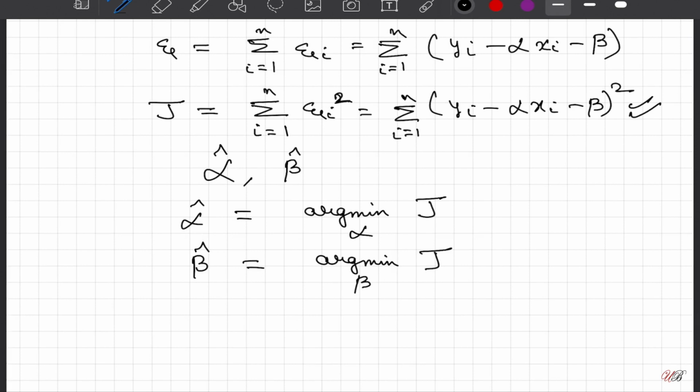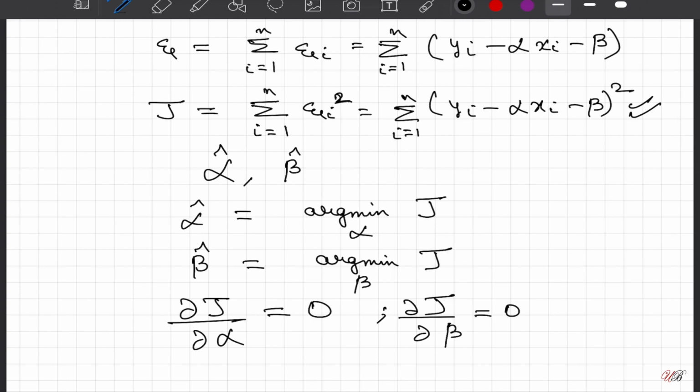And from optimization we understand that this is an unconstrained optimization. We have two variables, so we have to solve two equations. In the first case we will differentiate J with respect to alpha and equate it to 0, and in the second case we will differentiate J with respect to beta and equate it to 0. So we have two equations and two variables, and we will solve for them.